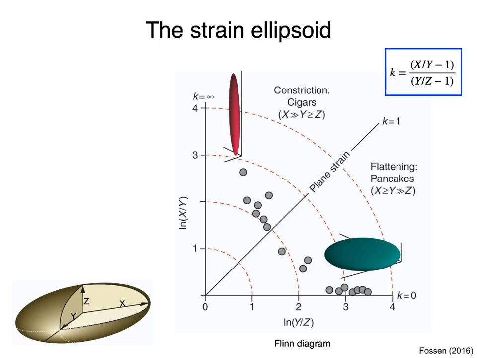The line k equals 1 is plane strain, where there is no strain along the y-axis. Ellipsoids above this line in the diagram have cigar shape, with x much longer than y and z. Ellipsoids below this line have pancake shape, with z much shorter than x and y.